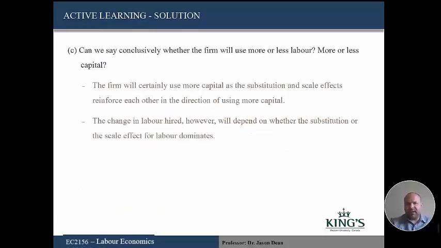It's saying, can we say conclusively whether the firm will use more or less labor? Well, no, we can't, because the scale and substitution effects are working in opposite directions. We would need to know specifics about the firm's cost structure. And capital, for sure we can say that it will increase.